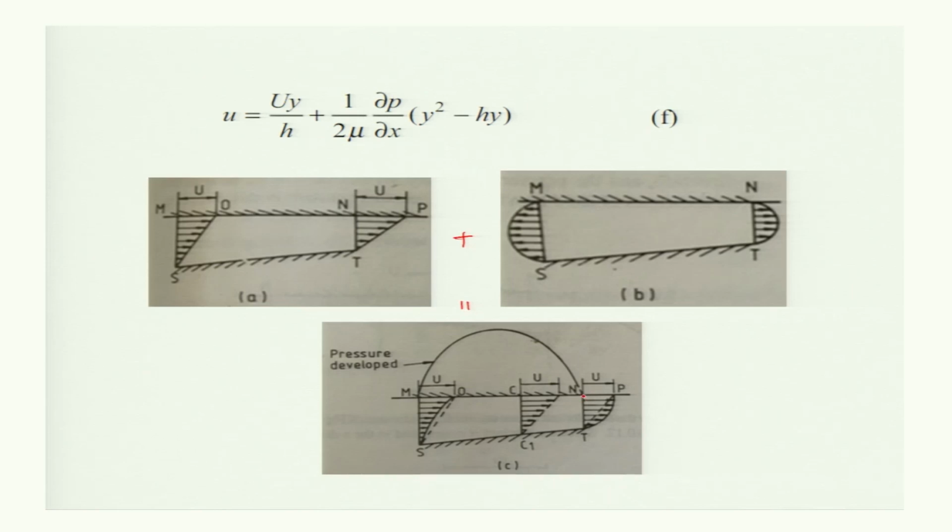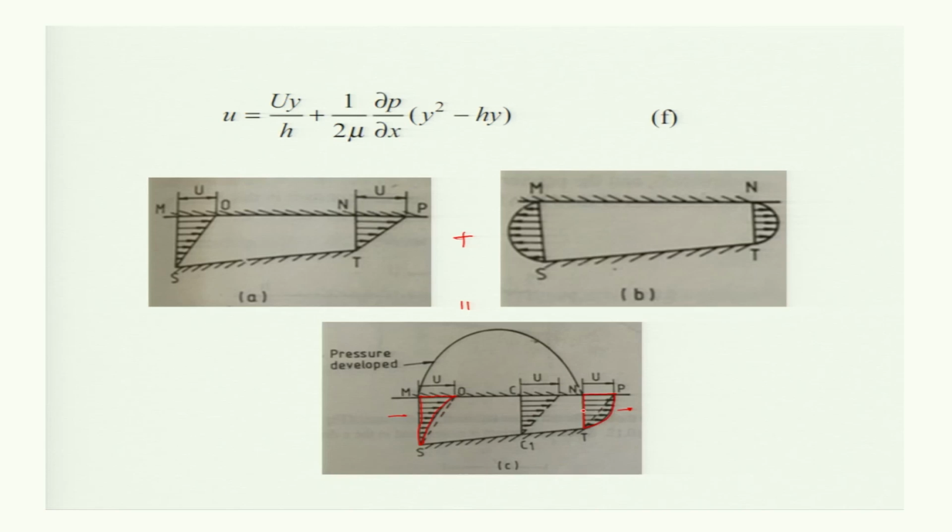We have this and this, and then the resultant is shown here. The area of this one is analogous to the amount of fluid which is going in, and the area of this one is the amount of fluid which is going out, and it will satisfy the conservation of mass.